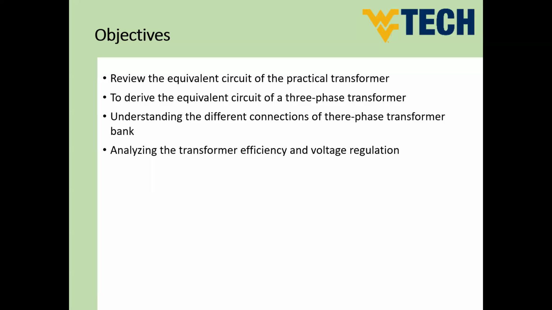So these are two evaluating parameters for transformer, for power transformer. So we will analyze the performance of the three-phase transformer and calculate these terms, the transformer efficiency and the voltage regulation.